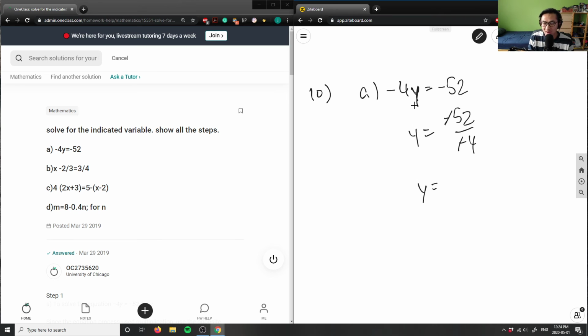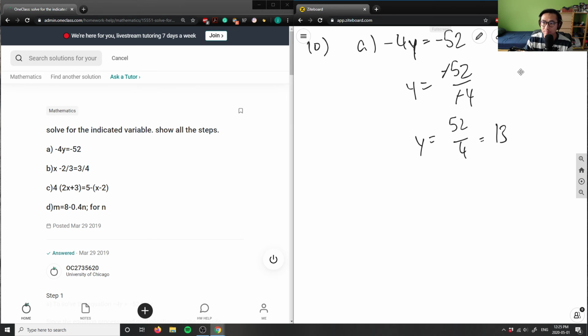So the negatives cancel out. I would basically get 52 over 4, which equals 16, I believe. Let me just check that on my calculator. 16 times 4. Oh, no, it's not 16. Sorry. I think it's 14. No, it wouldn't be 14. It's 52 divided by 4, which is 13. Sorry, 13. So y would equal 13 for A here.